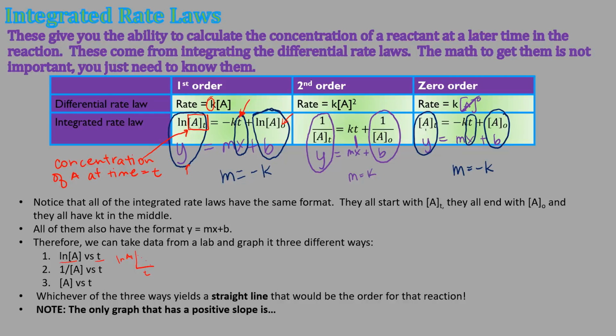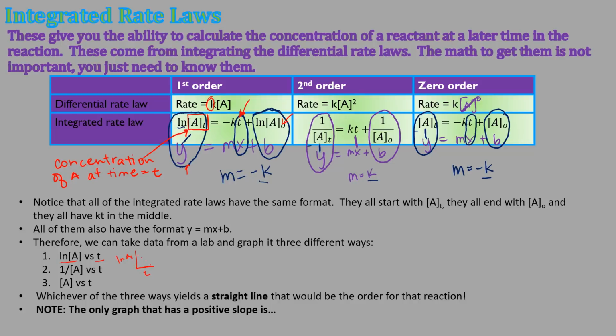And so these are really kind of easy to memorize because they all take the same form where we have A at time t on y. It just depends on how we manipulate A at time t. So here we take the natural log, here we do the inverse, and here it's just A. And we can find the slope of the line, and it's always going to be equal to k. The way that you can remember that is it's always going to be the positive number. So if you have a negative slope, you just change the sign.